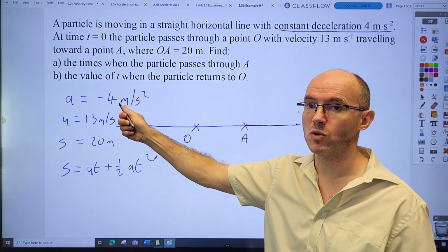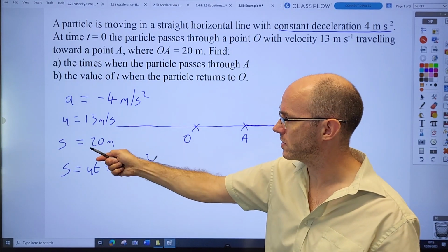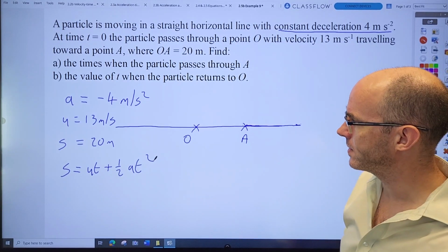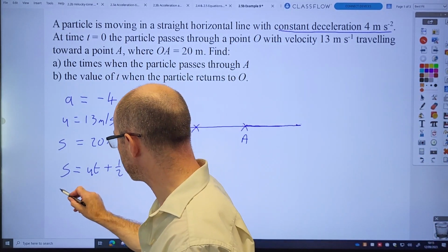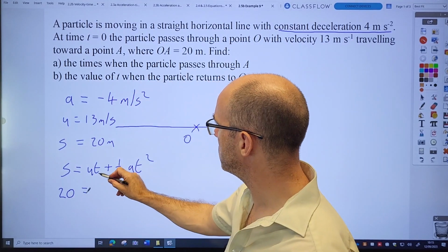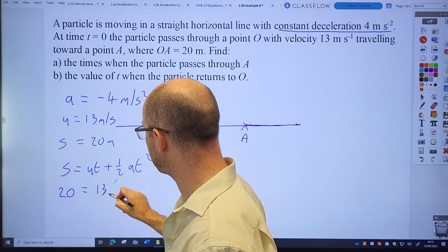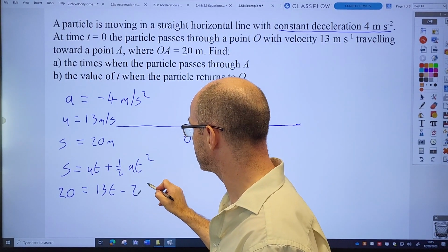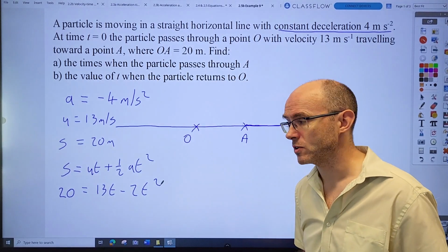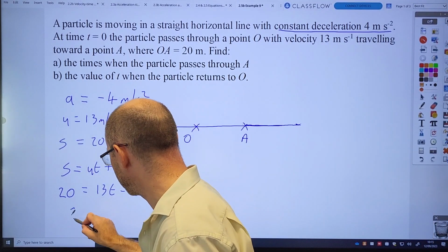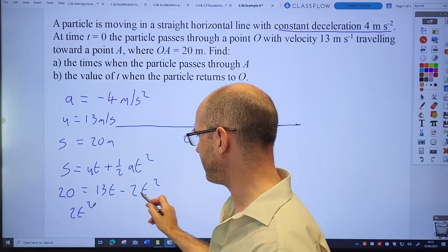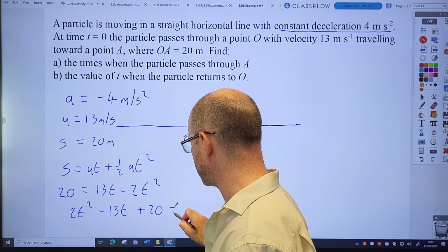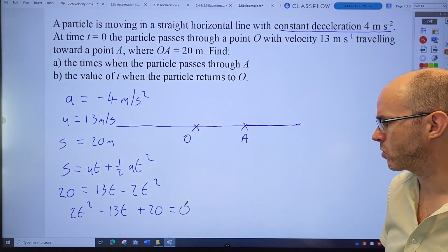So A is -4 because it's decelerating, and then we've got the initial velocity and the displacement. The distance between O and A is 20 meters. So S equals ut plus half AT squared. Substitute these in. So you've got 20 is equal to 13t plus half AT squared. Half times -4 is -2 T squared. You've got a quadratic to solve. So you've got 2t squared minus 13t plus 20 is equal to 0. You just solve that quadratic equation.